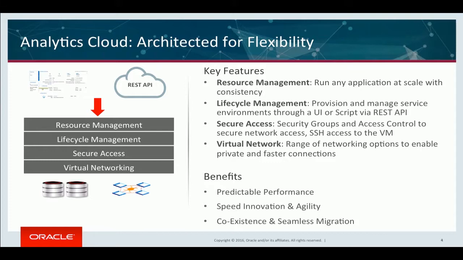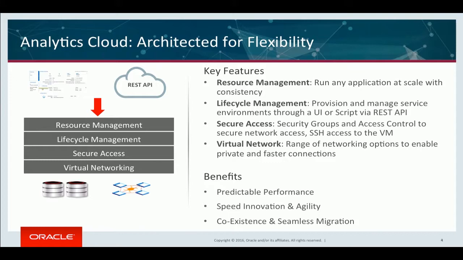The architecture also provides secure access. I'll talk more in detail in another slide, but things like SSL, encryption at rest, being able to SSH into the virtual machine, being able to whitelist, all those secure options are available as part of the platform itself. And finally, the architecture allows you to take advantage of a number of virtual networking options to connect from Oracle Public Cloud to your premises.